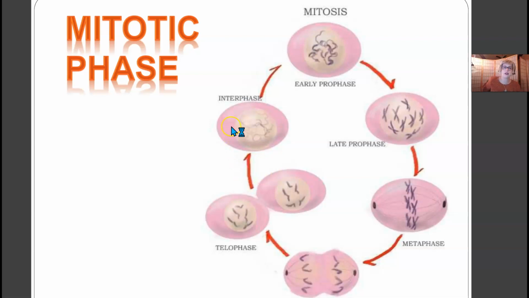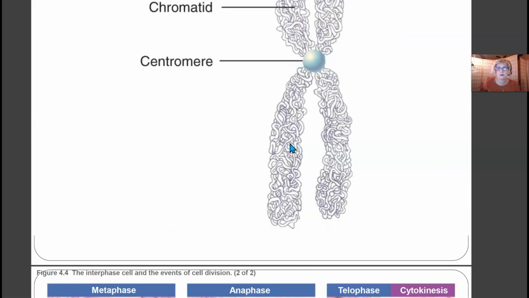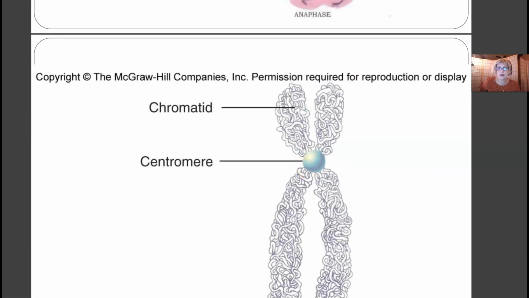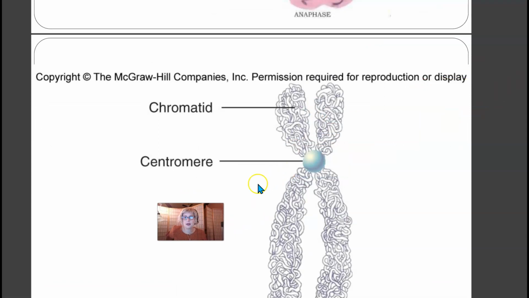All right, so in this image, we see, as mentioned before, the centromere. Do not confuse with centrosome and centriole. And this is one sister chromatid, and this is another chromatid. So they are complementary in terms of their DNA.